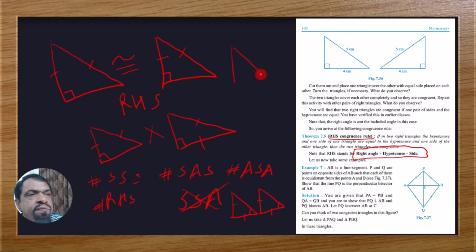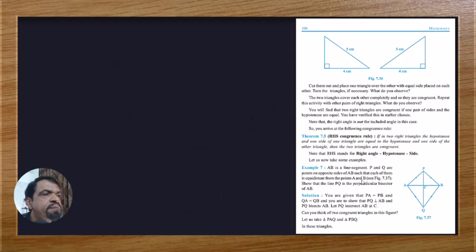Also remember that if in two triangles there is a 90 degree angle, it is not necessarily always RHS. Suppose this perpendicular equals perpendicular, base equals base, so this is SAS because the hypotenuse is not here. And also if 90, 90, and hypotenuse and this angle equal to this angle, then no RHS, it will be AAS. This is Example 7, a very simple solution is given.